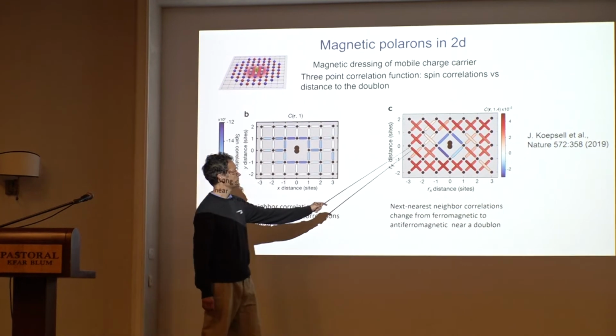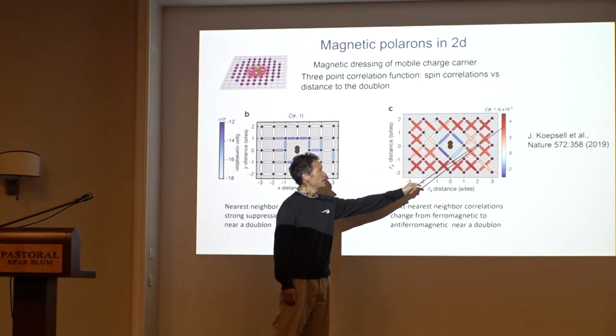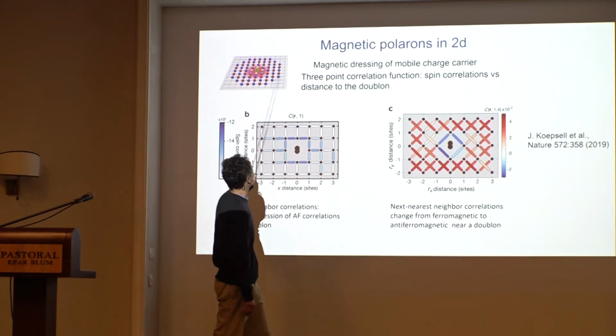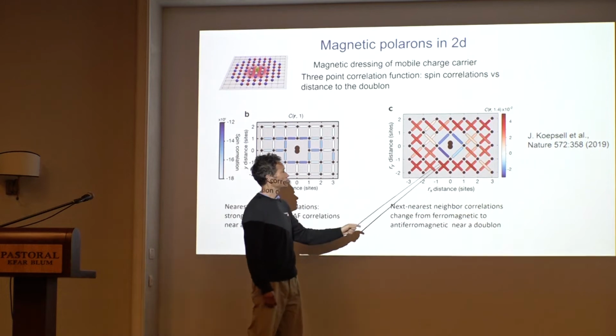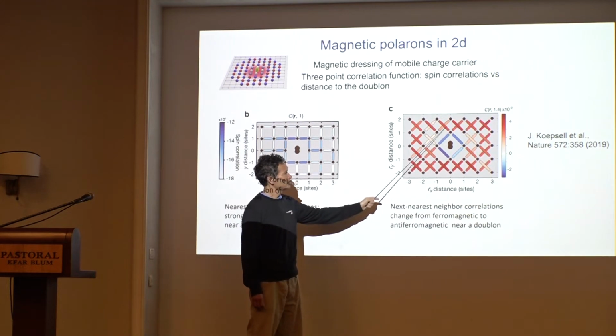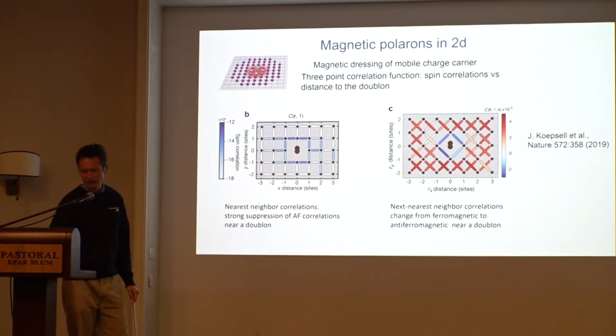But if we look at the diagonal correlations, we see that things are much more interesting. Away from the doublon, they are ferromagnetic, and that's what we expect. If we look at the diagonal spins, the same sublattice should point in the same direction, but next to the doublon, they actually even change sign. So why does this happen?